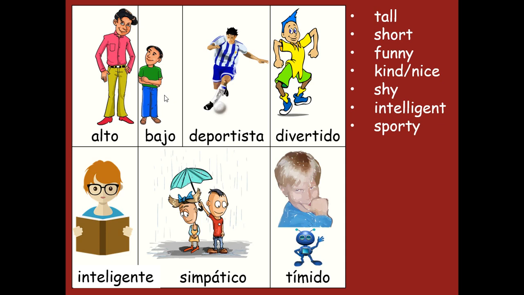So we can see that out of our 7 here, we've got 1, 2, 3, 4, 5 that end in an O and therefore will change to an A for feminine. But we have 2 that no change is necessary for. So deportista ends in an A for masculine and feminine. And inteligente also will be spelt the same whether it's describing somebody who's masculine or somebody who's feminine.